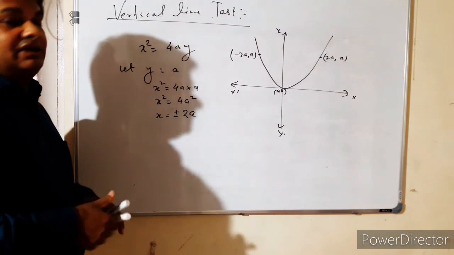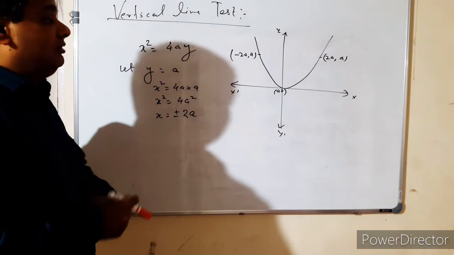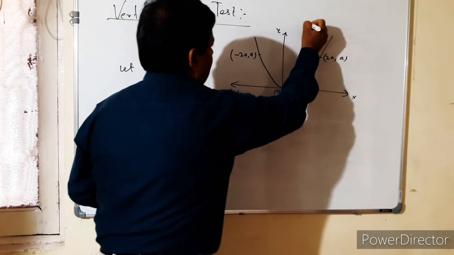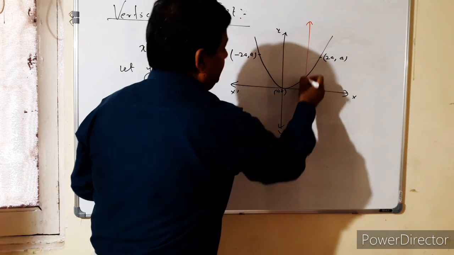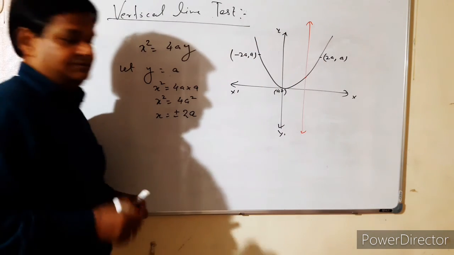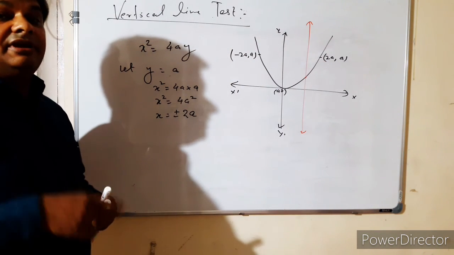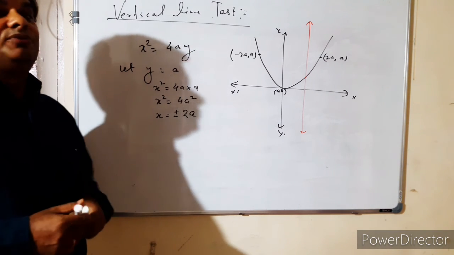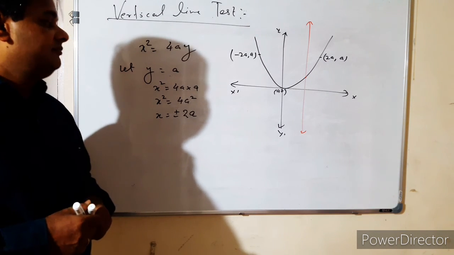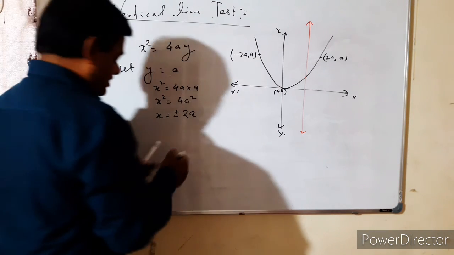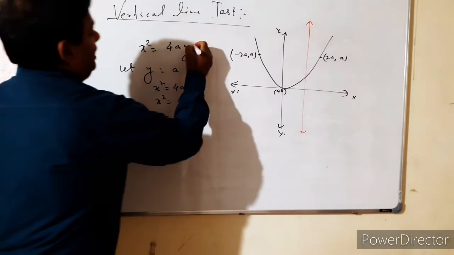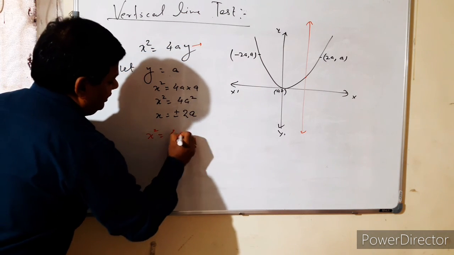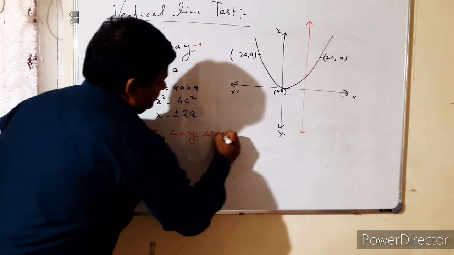Now when you draw a line anywhere, this line intersects at only one point. If it intersects at only one point, it means x square equal to 4ay is a function.